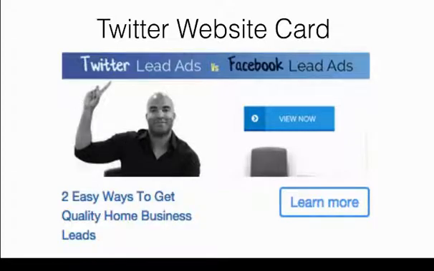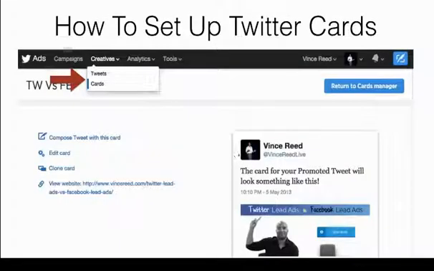All right, so here's a Twitter website card. So whenever I do a blog, I literally just create the card on Twitter, and then I can do the same type of advertising that I would do on any other social media website. So where do you set up Twitter cards? You simply go into your ads back office, and then you will see this little tab that says creatives, and you simply click on cards.